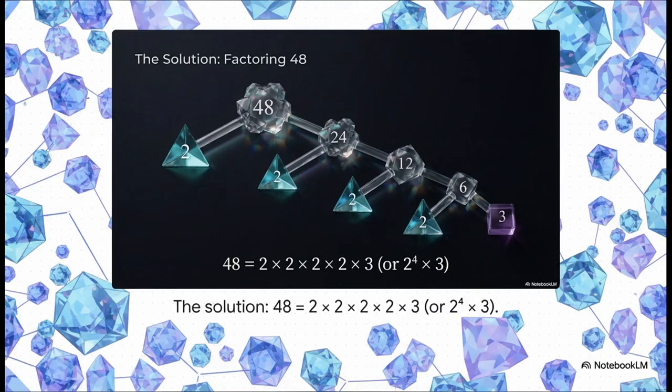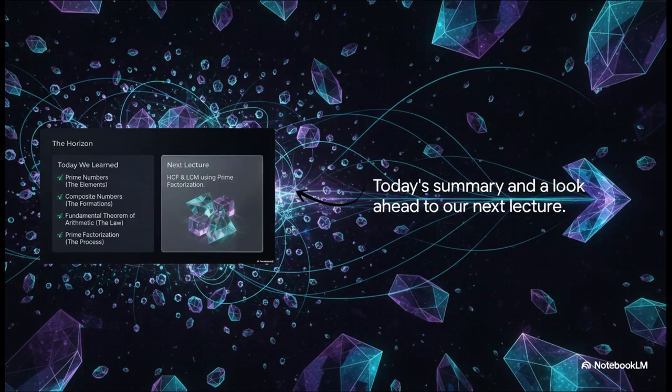How did you do? I bet you nailed it. So, let's do a quick wrap-up. Today we learned all about prime and composite numbers. We unpacked the massive idea of the fundamental theorem of arithmetic, and we got our hands dirty with prime factorization. Now hang on to this skill, because in our next lecture, we're going to use this exact process to find HCF and LCM like a pro.